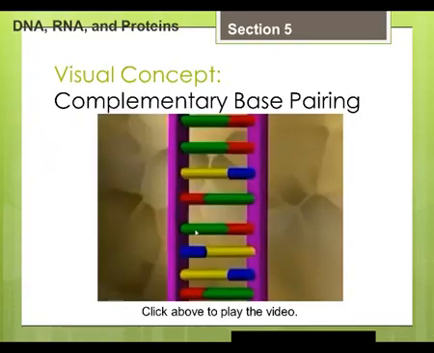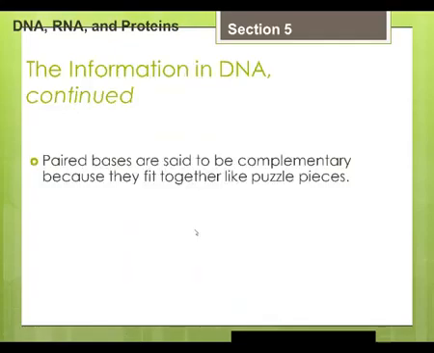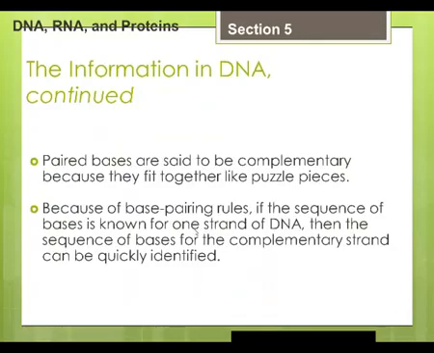Notice that there are only 2 combinations of nitrogen bases that make up the base pairs in DNA. Adenine always pairs with thymine, and guanine always pairs with cytosine. This pattern is described by the base pairing rules. Paired bases are said to be complementary because they fit together like jigsaw puzzles. They fit together very nicely.